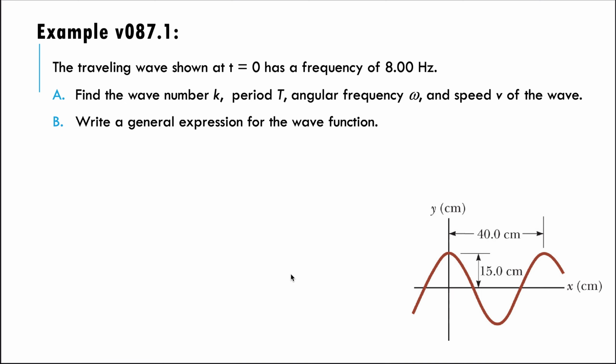Let's look at this example from video 87 on mathematical description of waves. In this example, we have a traveling wave. It's shown at time equals 0 seconds, and it has a frequency of 8 hertz.